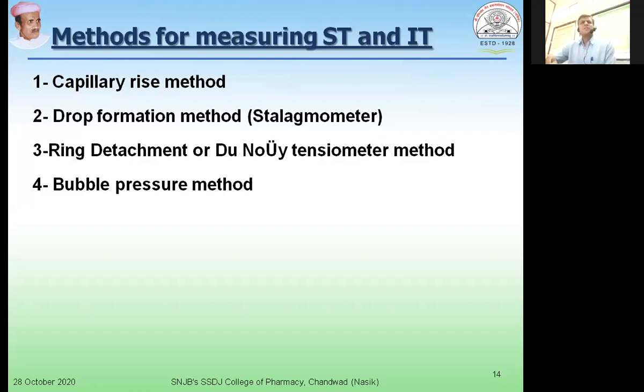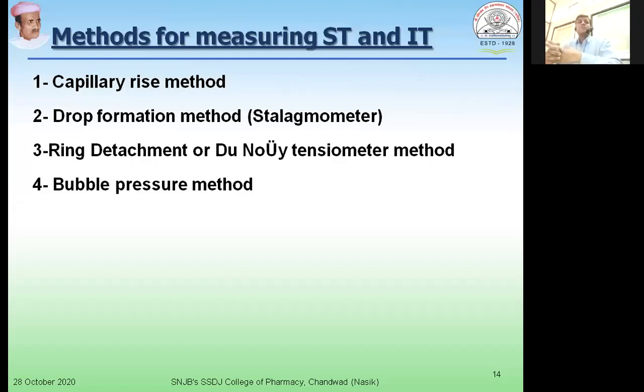Just for determination of height, here we require a traveling microscope. In the ring detachment or Denoyer ring tensiometer method, we use this instrument which is known as the Denoyer ring tensiometer. And the fourth method which is being used for determination of this property is the bubble pressure method.